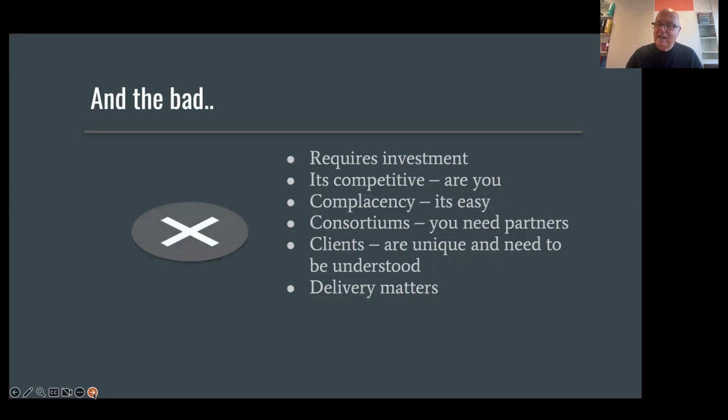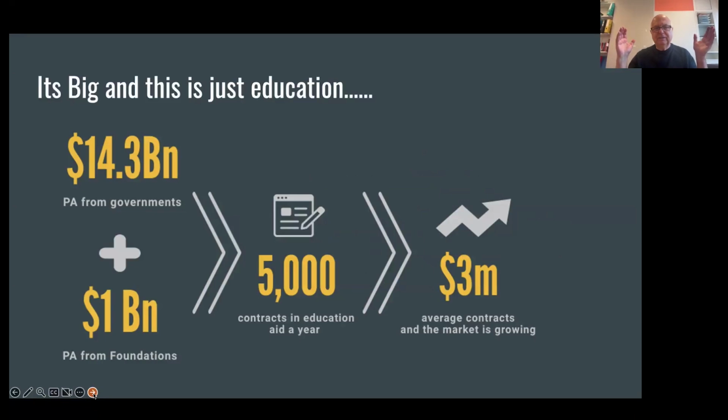So there are good things and bad things about partnership, but just to say it's big. The amount of money that is available is big. Now, I'm just showing you what's available this year for education. There's $14.3 billion from governments, 1 billion from foundations. There are 5,000 education contracts being offered each year, and the average grant is 3 million per year. And that's just education. Now, if you add arts, civil societies, you add digital engagement, those figures double.